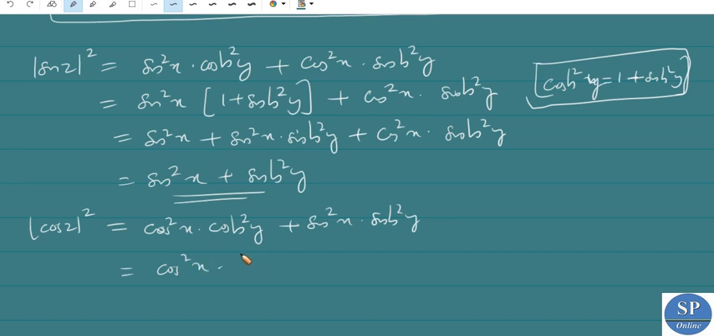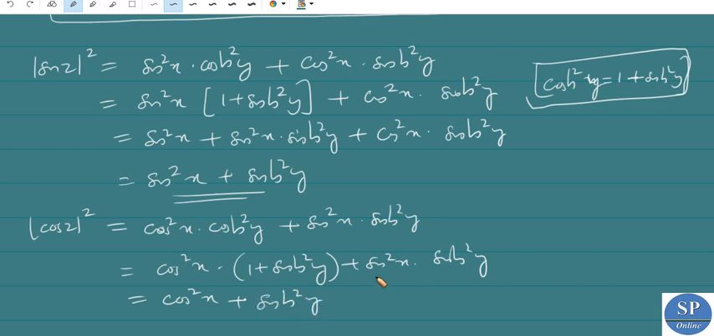cos² x into cosh² y, which is equal to 1 plus sinh² y. So 1 plus sinh² y plus sin² x into sinh² y. So this is cos² x plus cos² x into sinh² y plus sin² x into sinh² y. So taking sinh² y outside, we get cos² x plus sinh² y into (cos² x plus sin² x). So it is 1. So this is sinh² y. Okay, so we have |sin z|² is equal to sin² x plus sinh² y, and |cos z|² is equal to cos² x plus sinh² y.